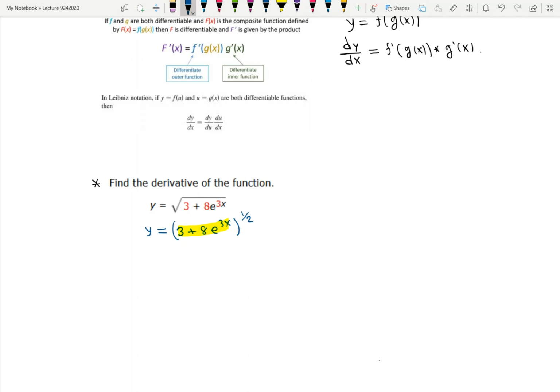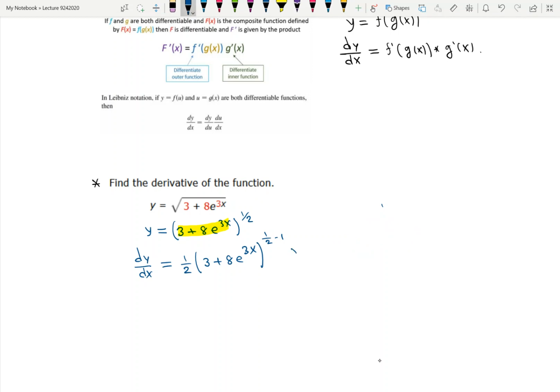Okay. Now if we take the derivative with respect to x, dy over dx would be, first take the derivative of the outer function. So if you have x to the power 1 half, then if you take the derivative, you know it is negative 1 half. So same, it would be 1 half times 3 plus 8 e to the power 3x, to the power 1 half minus 1. I used the power rule.